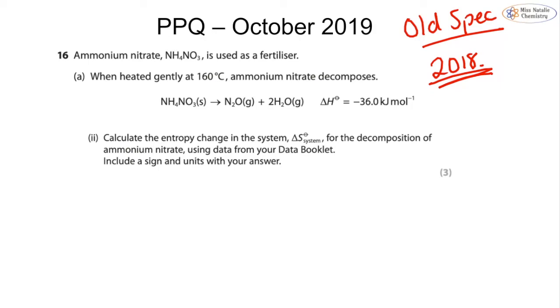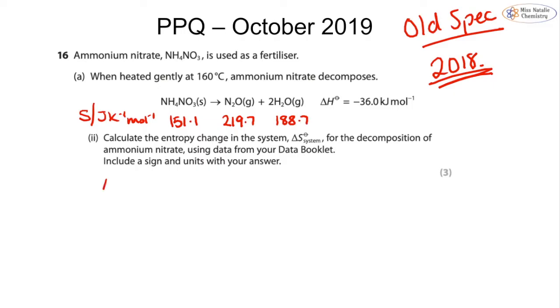But be aware, if you are doing old specification past papers, you need to use the old data book to make sure you have the correct values, and you can find that on the Edexcel website, or of course ask your teacher. So what we would do is we would look up the entropy values. So remember, we have entropy for each of our substances measured in joules per Kelvin per mole. So we would find that for the ammonium nitrate, the value is 151.1. For the N2O, it is 219.7. And for the H2O, it is 188.7.